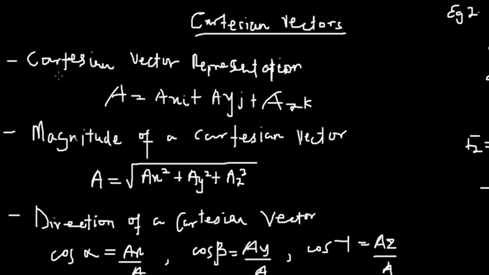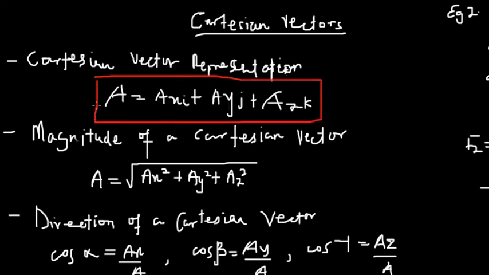Okay, right, so let's look at the first concept or formula you need to know. Cartesian vector representation. So this is how we represent Cartesian vectors. As I already indicated, they are ijk, and they are supposed to be vectors. So axi plus ayj plus azk. It's just as simple as that.